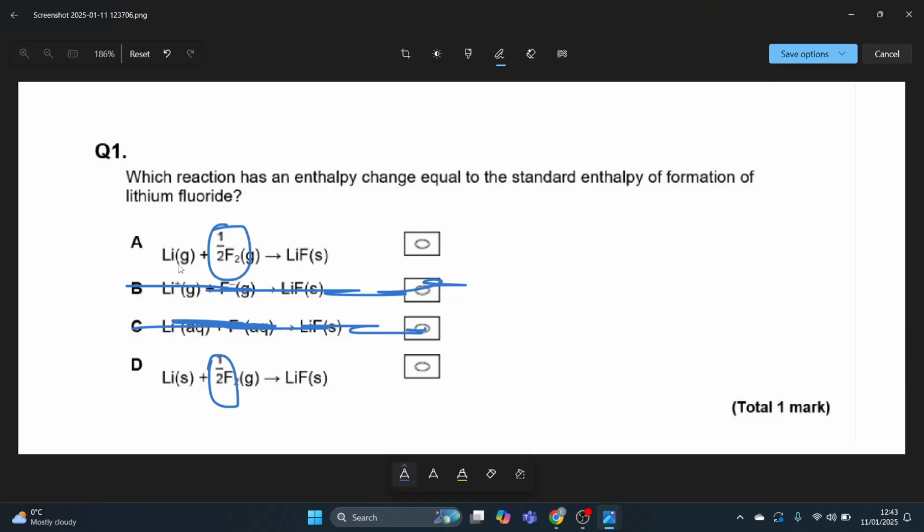Half F2, half F2, Li, Li, LiF, LiF. So you have to look at the states. In this case, it is in gaseous state. That's not true. It should be in solid. Therefore, the answer is D.